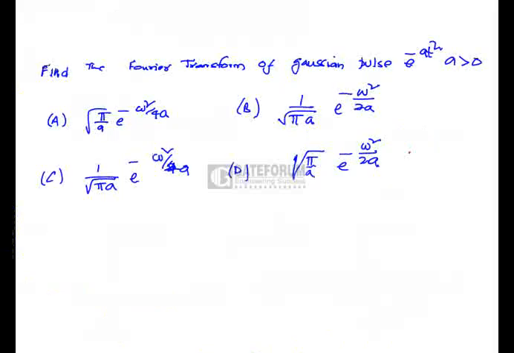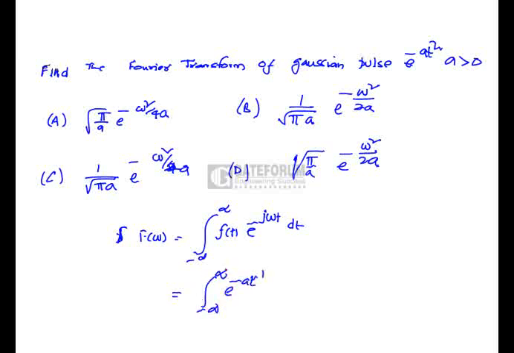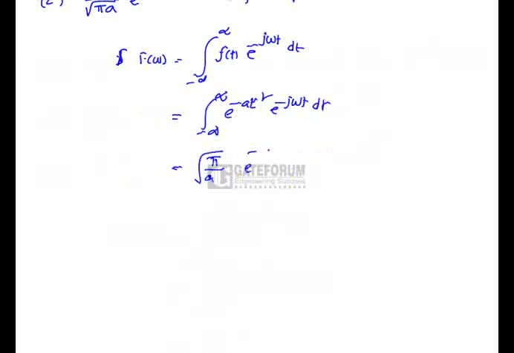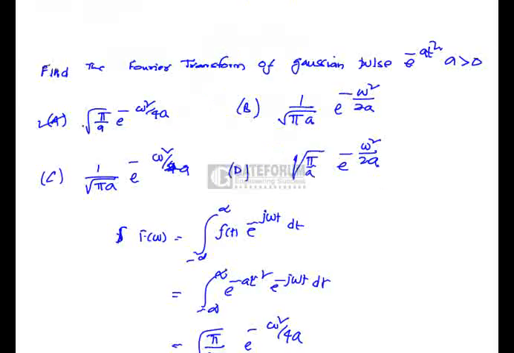Transform of a given Gaussian pulse e power minus a t square, a greater than 0. For the transform, F of omega is equal to integral of f of t e power minus j omega t dt. If we substitute this one, with e power minus a t square e power minus j omega t dt, we will get F of omega as root pi by a e power minus omega square by 4a. That is option A, which is correct.